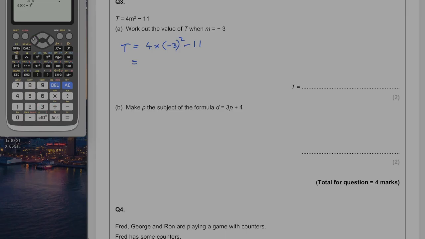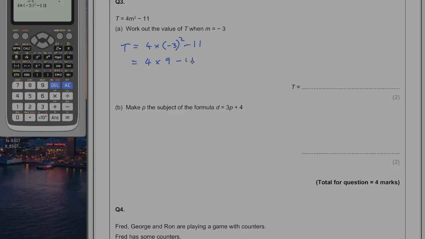And I've missed my 3 there. Minus 3 squared, minus 11. Before I press equals though, we'll just see what we think it should be. So minus 3 squared is going to be 9. 4 times 9 is 36, minus 11, so I think 25. Yeah.